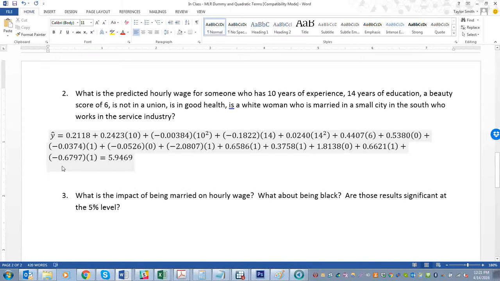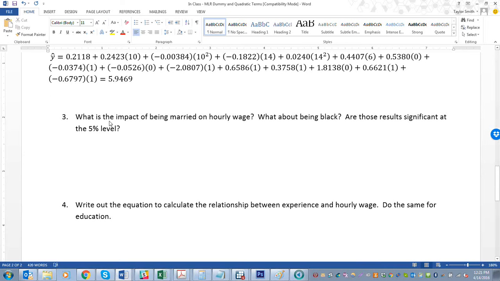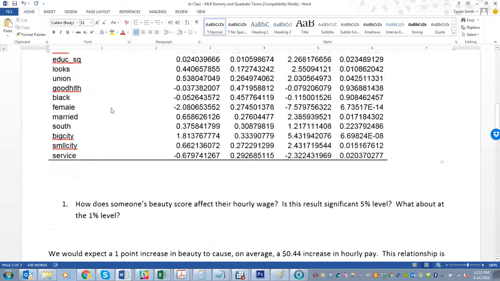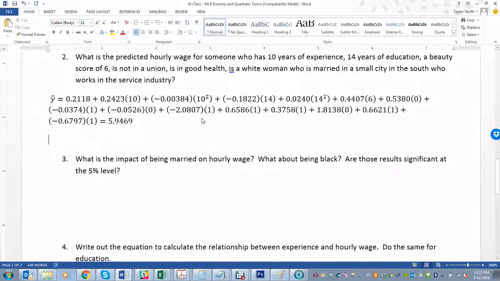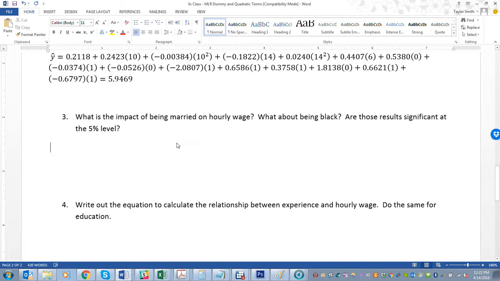Okay. So let's come and look at the next question. What is the impact of being married on hourly wage? So being married, we're going to come up and look at our married variable. Again, anytime we're talking about the impact or the effect of one variable on our dependent variable, we're going to go look at our coefficient because that is the impact. That's the slope. So we come here and we see the slope for married is 0.6586.